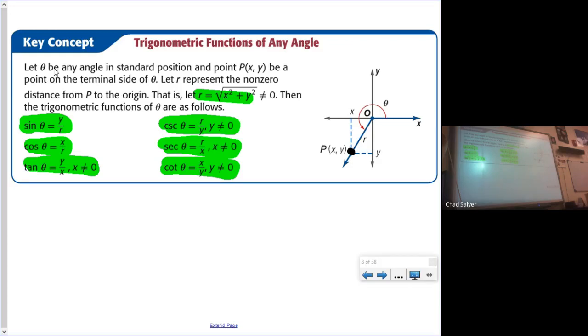So if theta is an angle in standard position, in other words, the vertex is at the origin, and the initial ray is along the x-axis in a positive direction, we pick any other point, and we can describe the trig functions of that angle with these formulas.